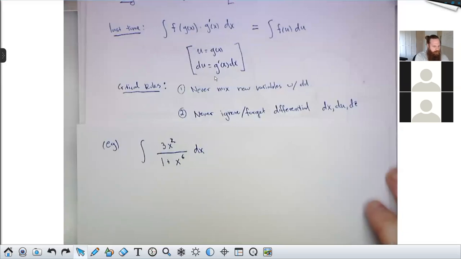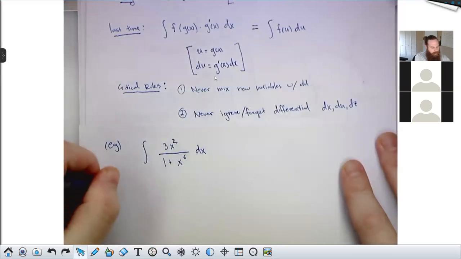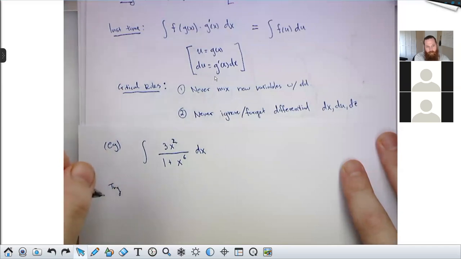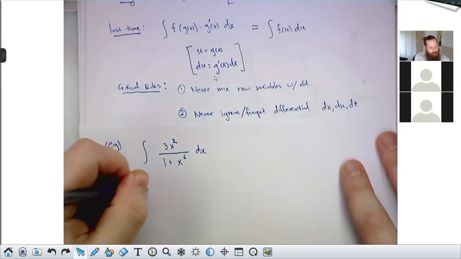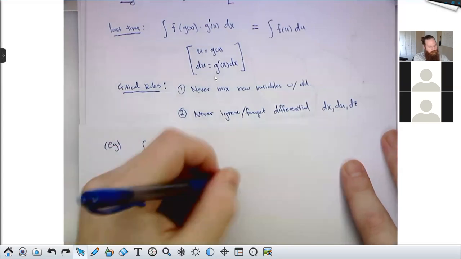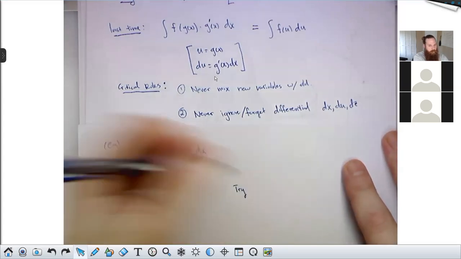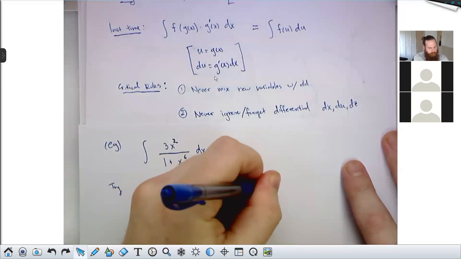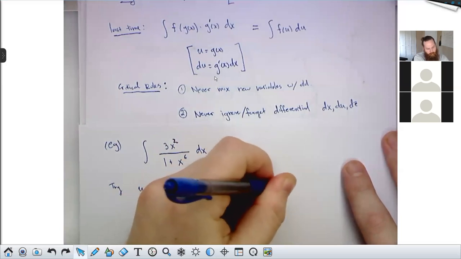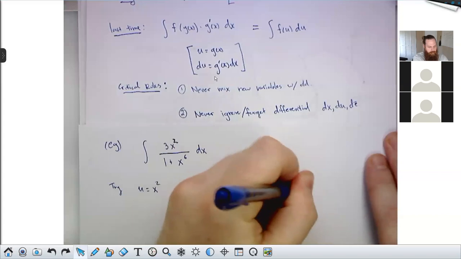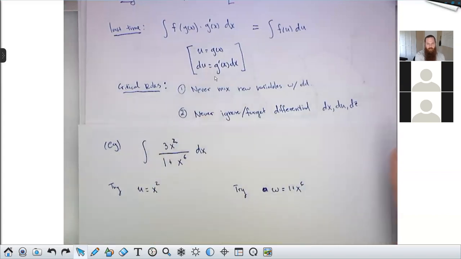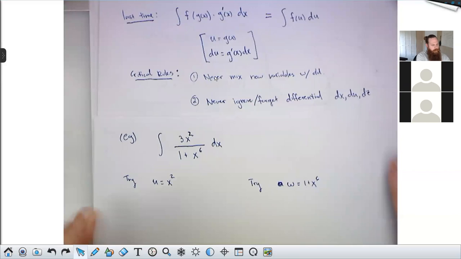Substitute 1 plus x to the 6 with u. Okay, let me try. We've got two suggestions so far. One of them was to substitute u equals x squared. Another one was to try substituting for the whole bottom. I'll use a different letter for this. How about w equals 1 plus x to the 6? I'm going to try each of these and show you guys what these can look like when you're just trying stuff without necessarily knowing what to do for sure.